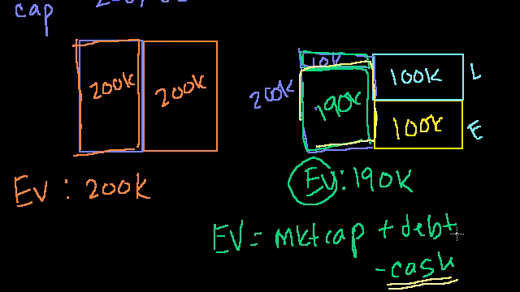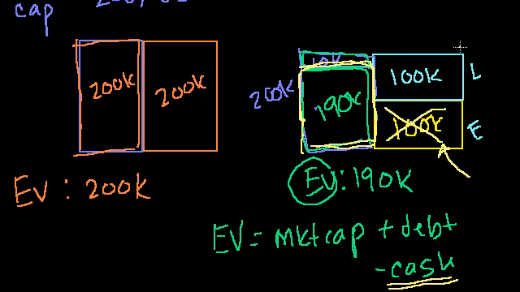And the reason why you add debt is, think about it this way. If you wanted to buy out this company, if you wanted to buy its assets at the market price, how would you do it? Well, you would have to get maybe $200,000, right? If you got $200,000, you could buy these guys off. You could pay them $100,000 and own that.